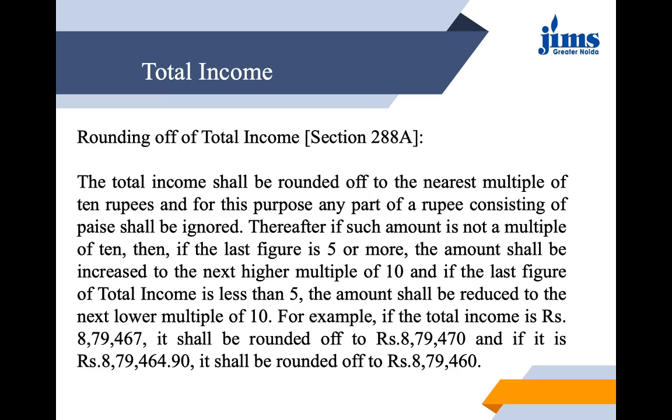And suppose if it is 8,79,464 and 90 paisa, then it shall be rounded off like this, because 90 paisa would be ignored, because I just informed you, any part of a rupee consisting of paisa shall be ignored, and then the figure comes out to be 8,79,464. As this 4 here, the ones place unit, is less than 5, so you will round it down and you will not round it up, so it will be 8,79,460. Quite simple. You just need to round it off to the nearest multiple of 10 rupees.